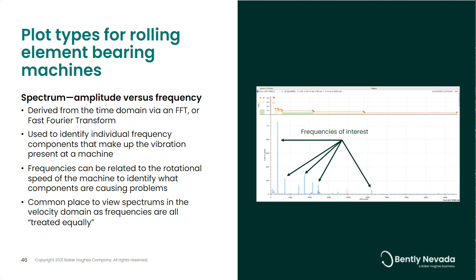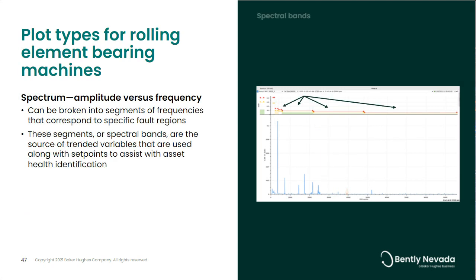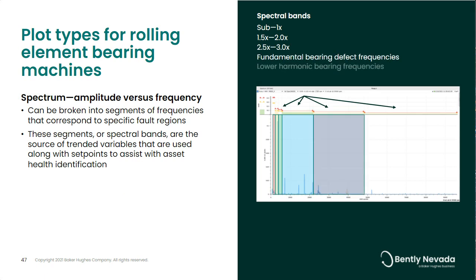A common process that is used with spectral plots is to break them up into segments or spectral bands that correspond to forcing functions that could be present in a rolling element bearing machine. We use these spectral bands as a source of trended variables to which we apply set points. These trended variables help us to quickly identify when the machine is experiencing a change and ideally makes our workflow easier to manage.